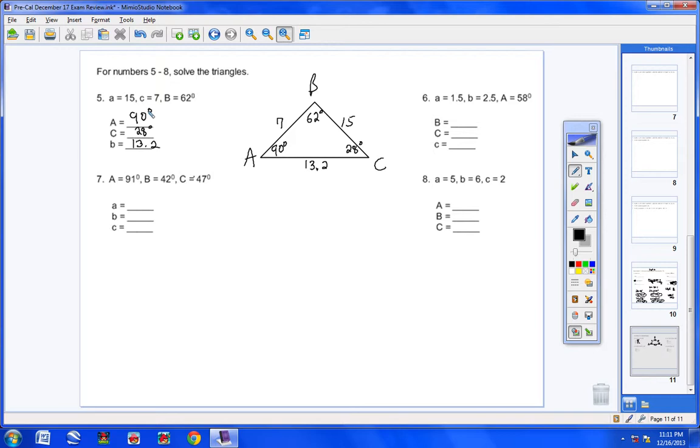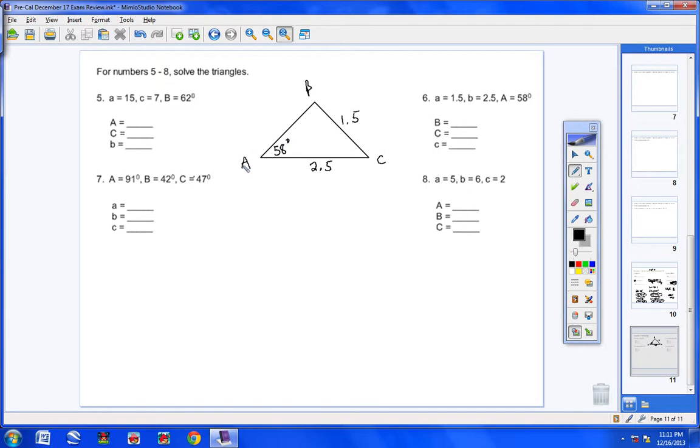Okay, let's go ahead and solve for number 6. Here we go. All right, I've got my triangle already drawn, so we'll go A, B, C. Little a is 1.5, little b is 2.5, and angle A is 58 degrees.